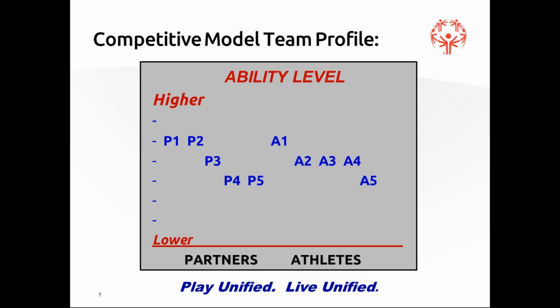This method, the grid that you're seeing, is the competitive team model. Now, this is what would be preferred for what your team would look like. As you can see, the P1 stands for partner, and then 1 means their top partner. A1, athlete, the top athlete, all the way down to P5, the lowest partner, and A5, the lowest athlete. Okay? So you can see that the ability levels are very equal amongst those on a team, where the highest athletes, the lowest athletes, the highest partners, and the lowest partners are all able to contribute to the makeup of the team and also to the skill level of the team.